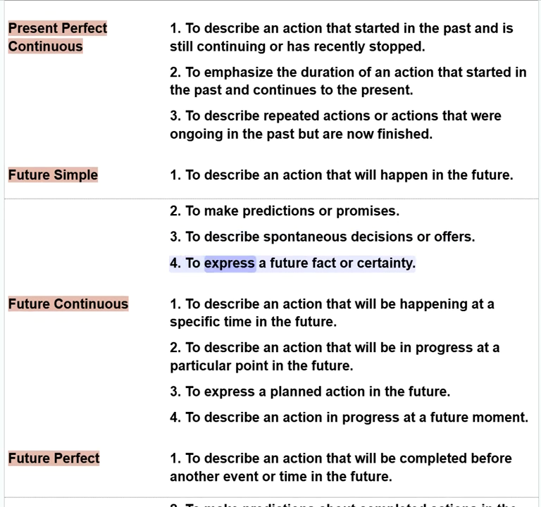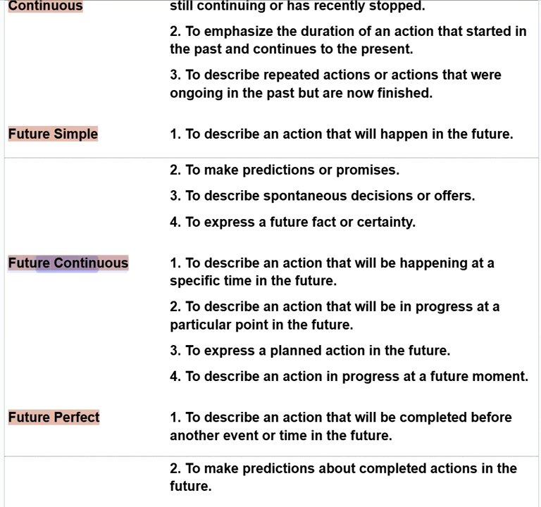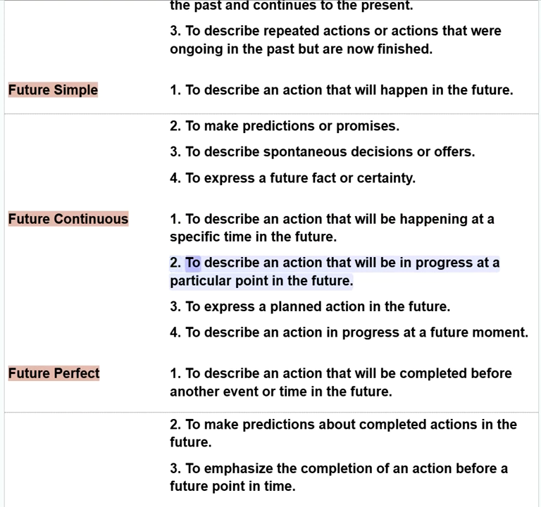4. To express a future fact or certainty. Future continuous. 1. To describe an action that will be happening at a specific time in the future. 2. To describe an action that will be in progress at a particular point in the future.